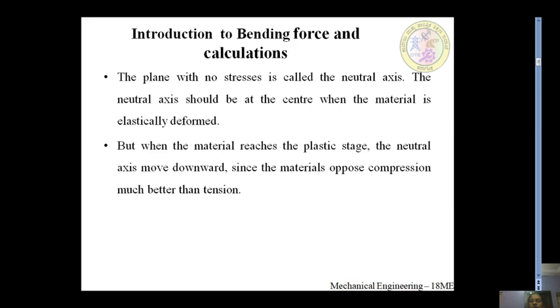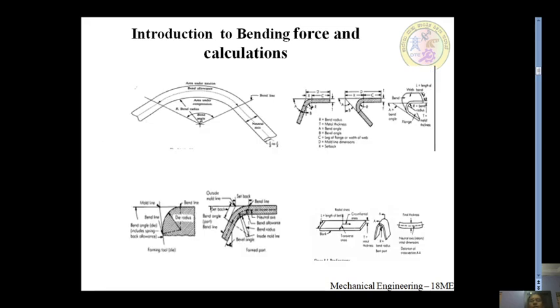The neutral axis should be at the center when the material is elastically deformed, meaning it should be equally distanced from the tensile and compressive sides, so that plus and minus cancel out. But when the material reaches the plastic stage, the neutral axis moves downwards, since materials oppose compression much better than tension. You can see some of the bending calculations here.